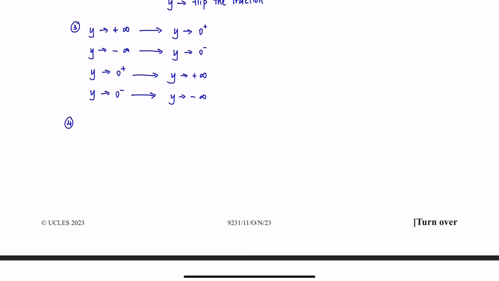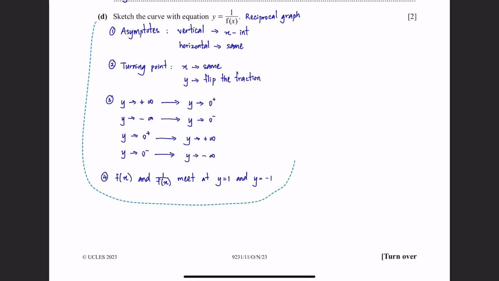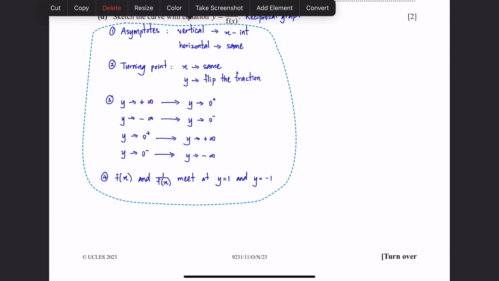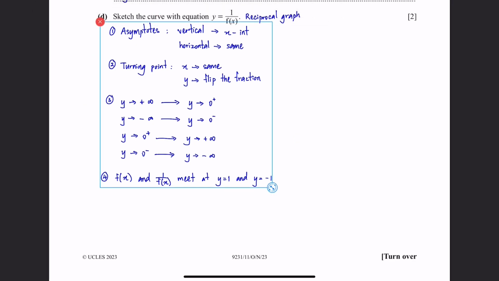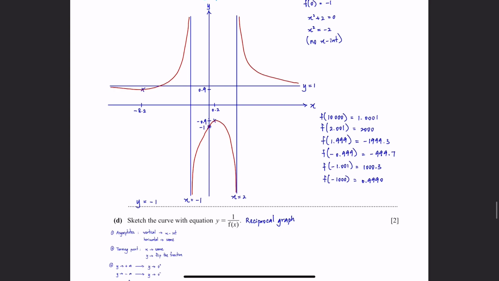And for the fourth one, the graph of fx and 1 over fx meet at y equals to 1 and y equals to negative 1. So for now, I've moved this aside first. Make it smaller and move it aside so that we have space for the graph. And let's copy this graph so that we can refer easily.